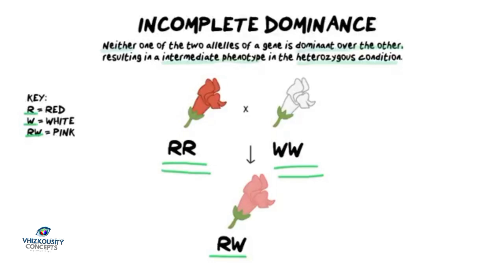But you'll notice there's no recessives or no dominance. They are, in this instance, neither dominant, and that's why they both get their own lettering.